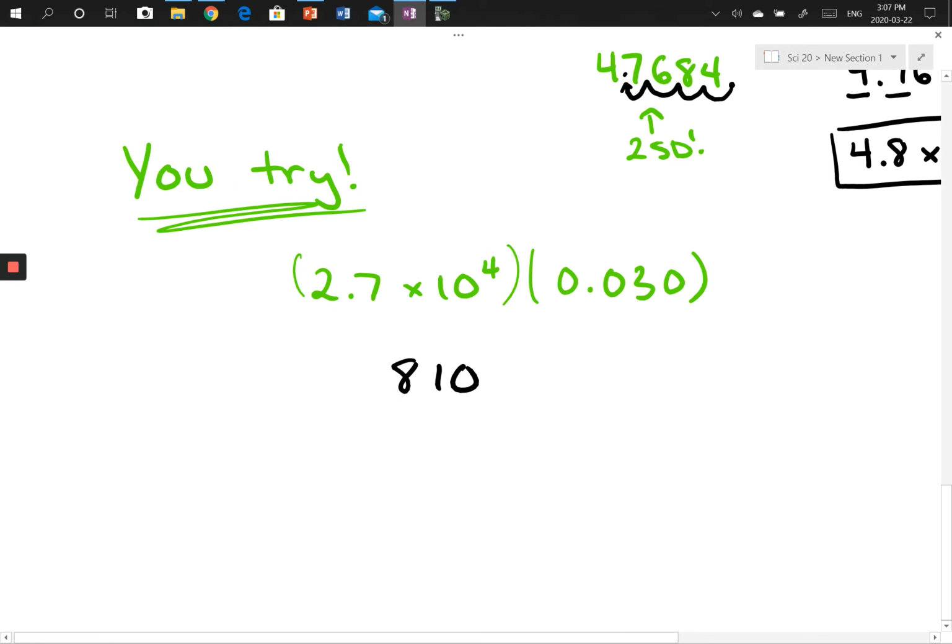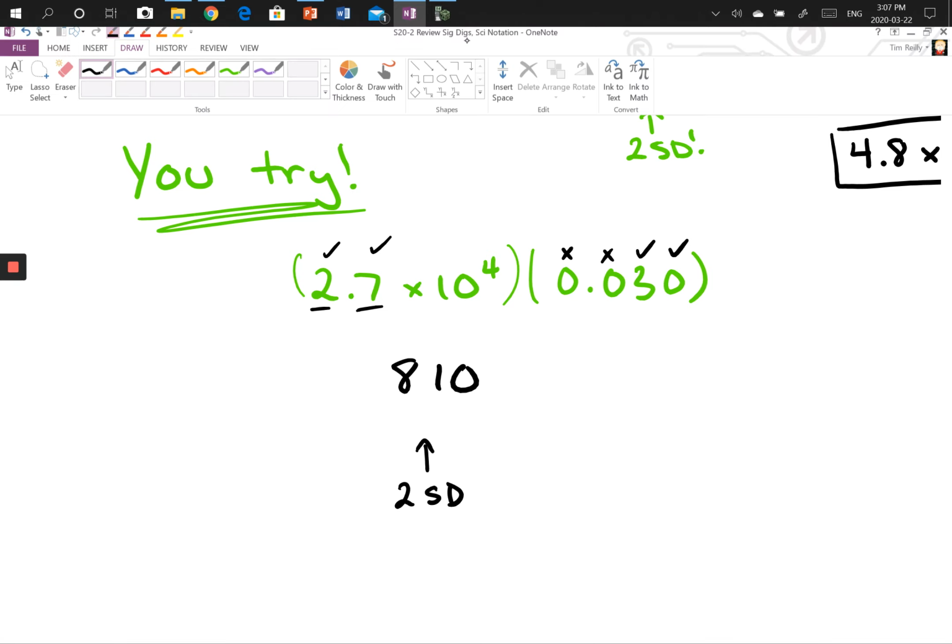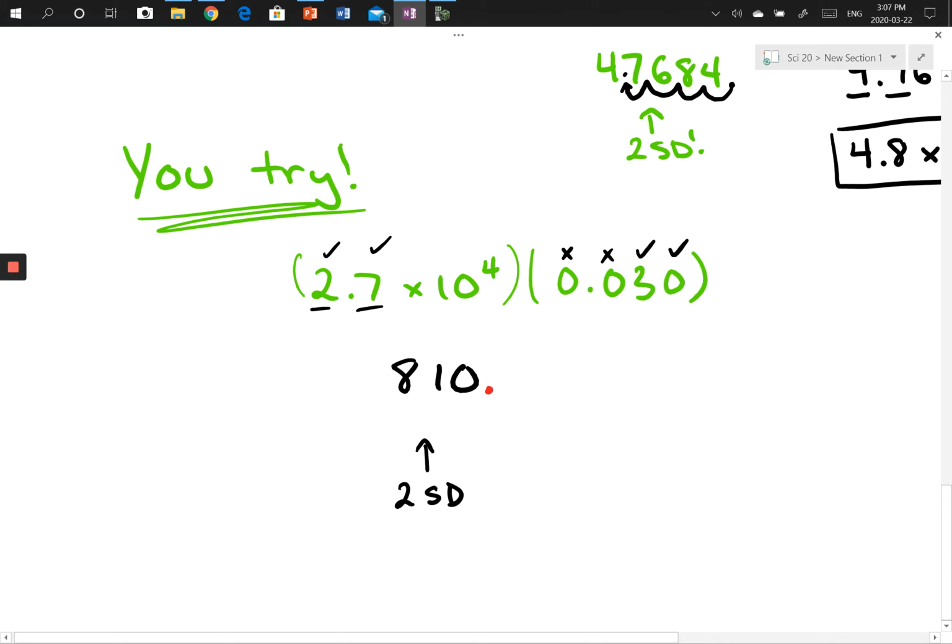Okay, great. I'm done, right? Nope. I have to round this to how many sig digs? Well, this number has 2 sig digs. And this number has, that's not significant. That's not significant. Yes, yes. This number also has 2 sig digs. So I need to round this to 2 sig digs. All right, well, I'm going to move my decimal place from here 2 places to the left. And that means my number is going to become 8.10 times 10 to the 2.